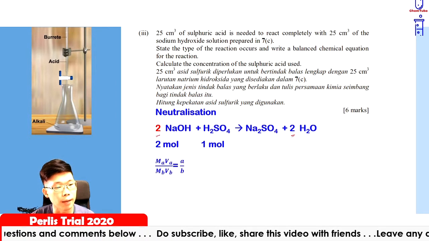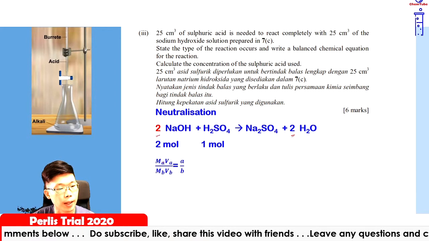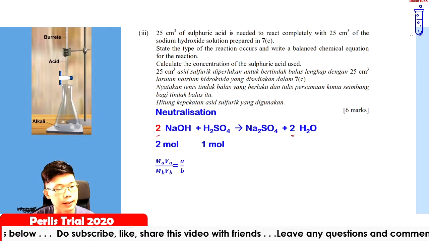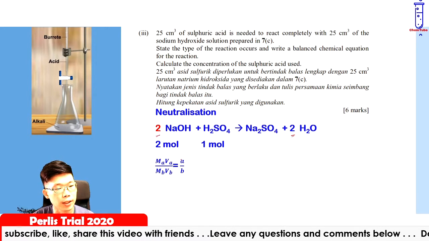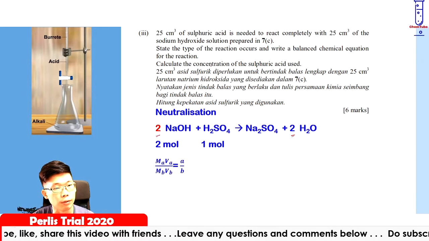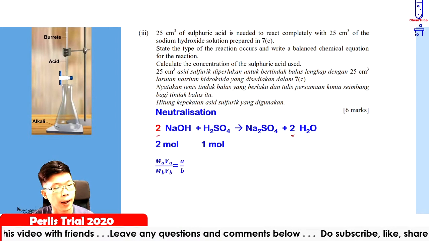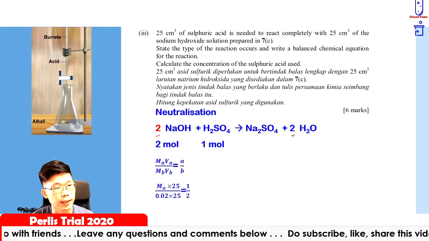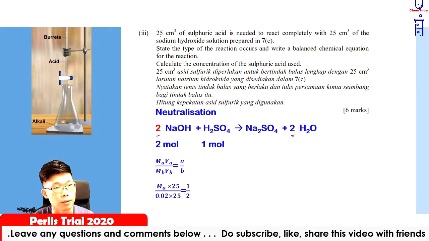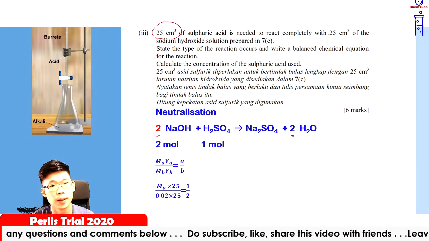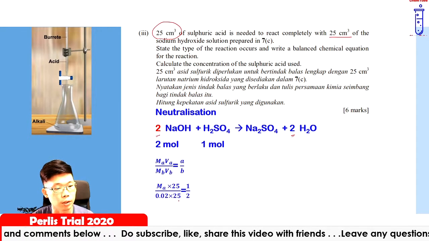So we use the formula MAVA over MBVB equals A over B. Remember, A is for acid, B for base. So we replace all the information given. You need to find the concentration of sulfuric acid, which means you need to find MA. VA is 25, the volume of sulfuric acid. Then this is the volume of alkali sodium hydroxide, so it's 25 also.